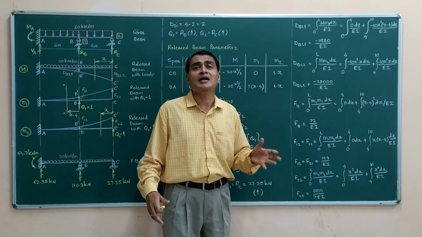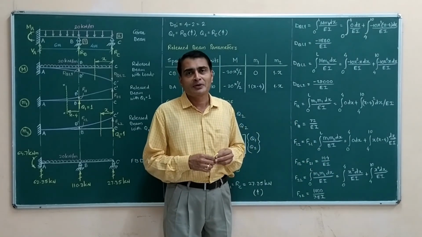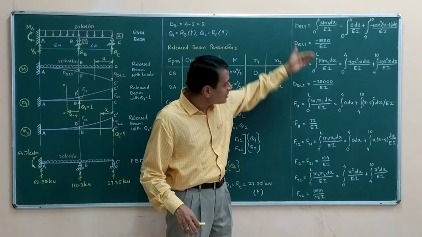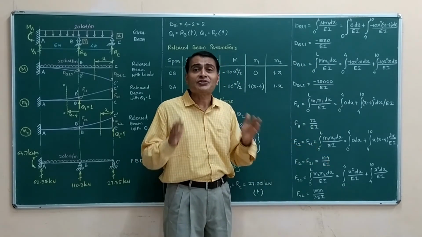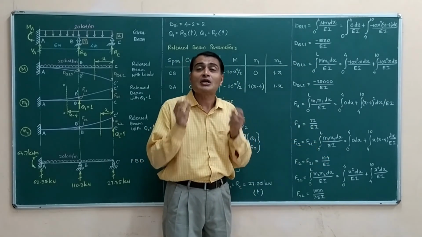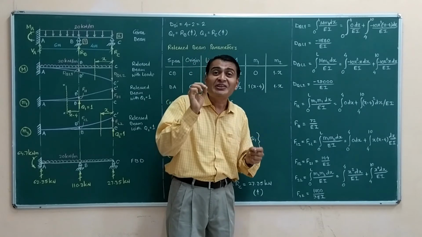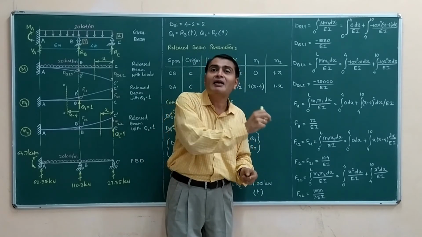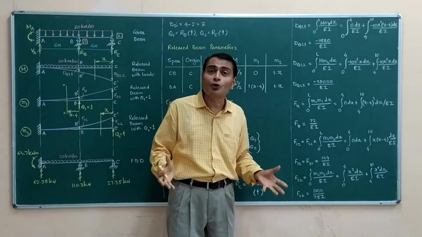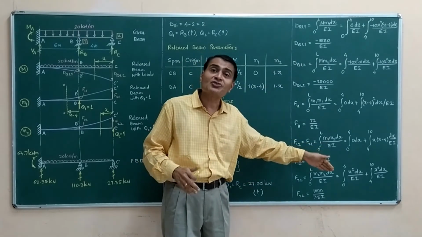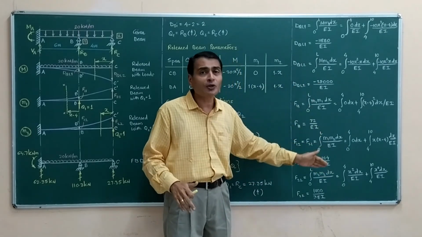That is 333.3333 upon EI. That's it. Do these calculations carefully. See that you understand the expressions. See that you catch the trick in remembering and writing these expressions from the unit load method. Do the calculations carefully. You will get all these answers.